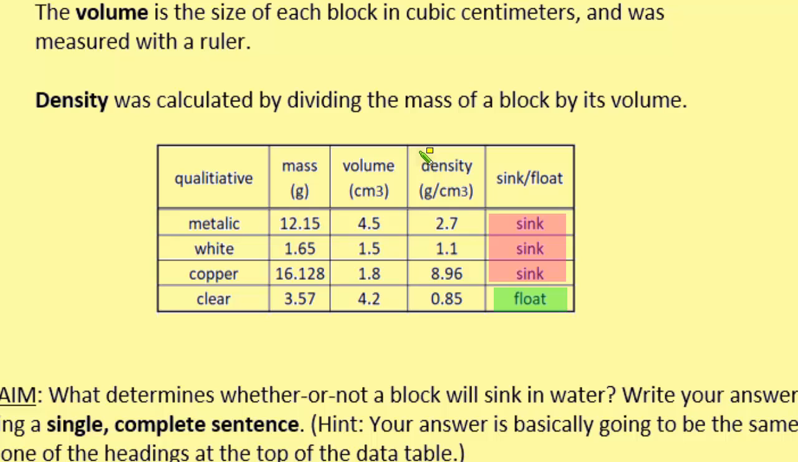All right, let's look at density then. We're down to our last column. So now look at these numbers and compare them to sinking and floating. Do you see a pattern? What I notice is this lowest number is this object, that's a clear object, and it floats. These other three numbers are all higher than 0.85, and they're sinking. So this is probably an indication that density is what determines if it sinks or floats.